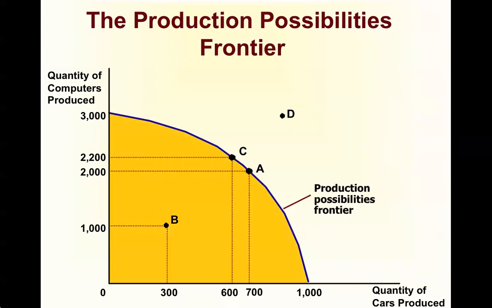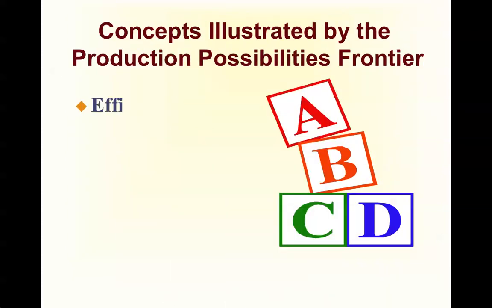Okay, and now we've got this yellow area. This yellow area is called the feasible region. These are the possible combinations of computers and cars that can be produced given the technology that is available. If we're on the frontier, we're going to be efficient. If we are inside the frontier, we're going to be inefficient. So efficiency is on the line. The trade-offs of going from one point to another along the line also show the opportunity cost. And that is going to be our next slide.